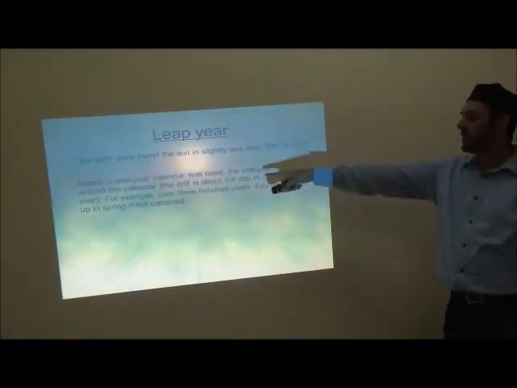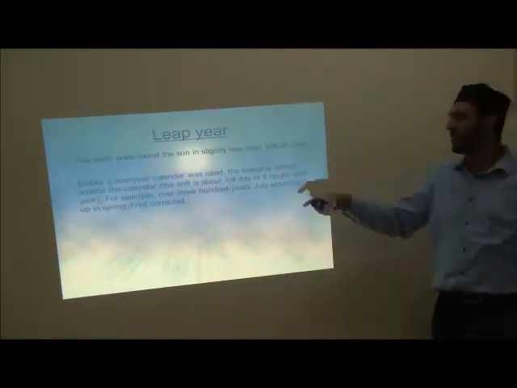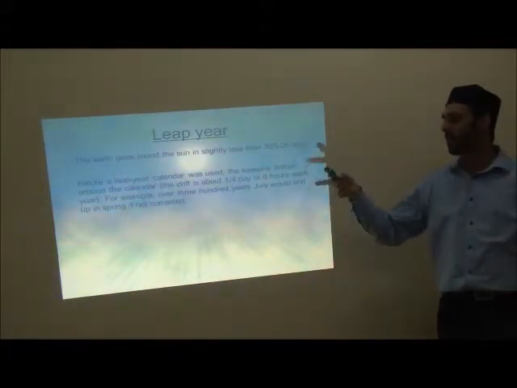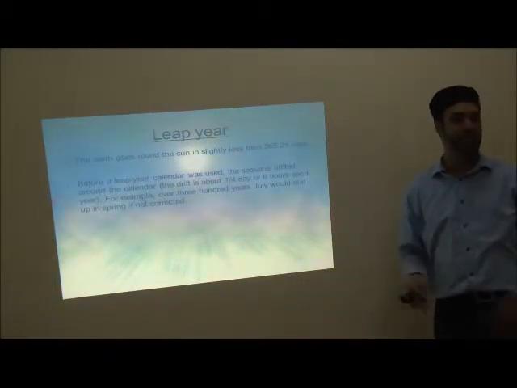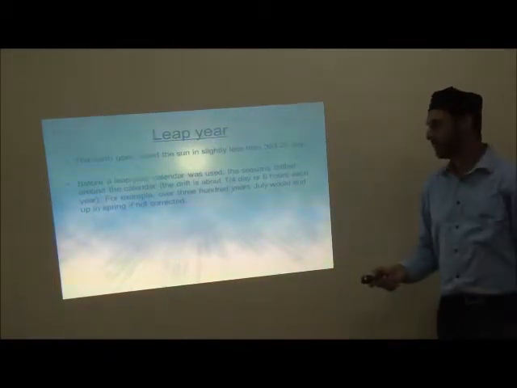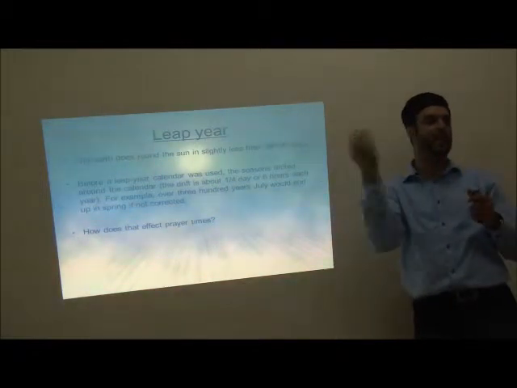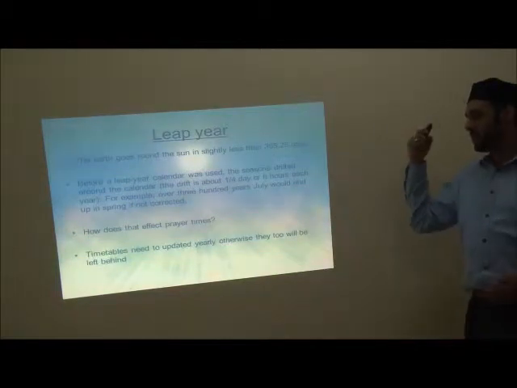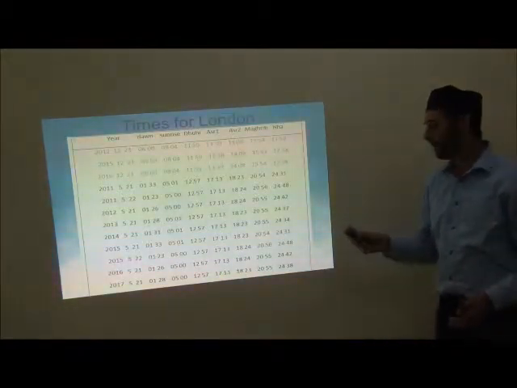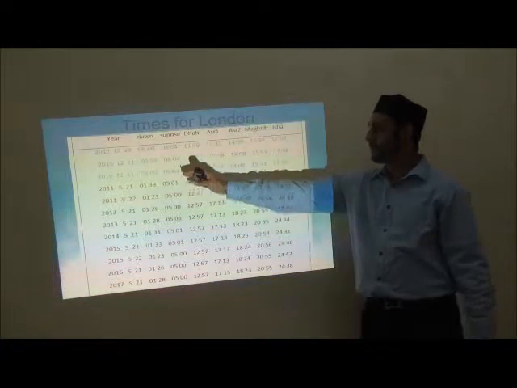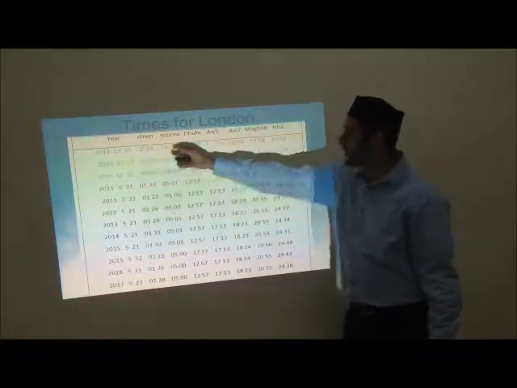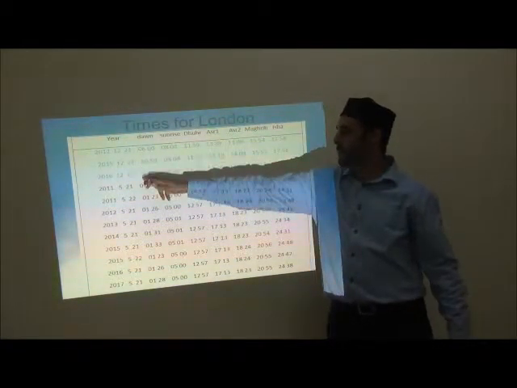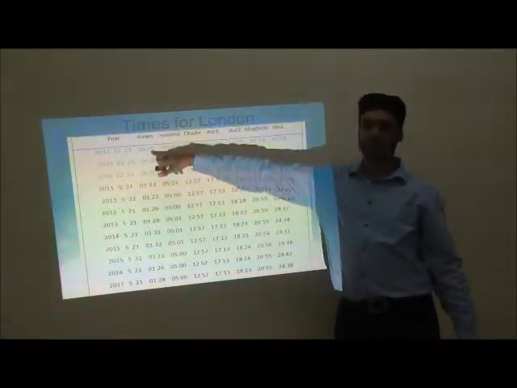So look, before a leap year calendar was used, the seasons drifted around the calendar. The drift is about a quarter day, or 6 hours, each year. For example, over 300 years, July would end up in spring. If we didn't correct it over 300 years, your July wouldn't be summer, it would be in spring, because our calendar doesn't match what's actually happening in the horizons. So how does that affect prayer times? Times need to be updated yearly, otherwise they too will be left behind. So here's an example. These are the winter times for Salah. In 2012, dawn is at 6 o'clock.